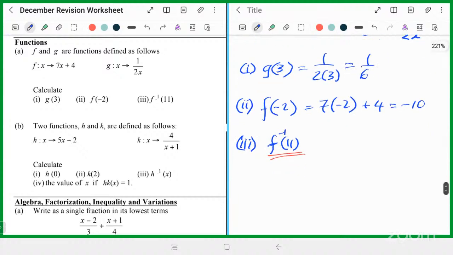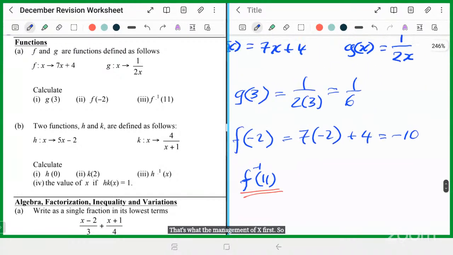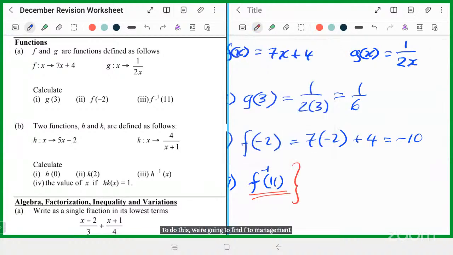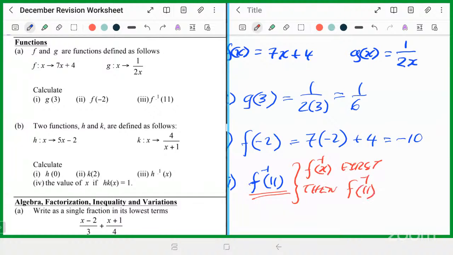Let's do the f to the minus 1 of x first. So to do this, we're going to find f to the minus 1 of x first, and then we find f to the minus 1 of 11. That's the method we're going to use first. I'm going to show you another way to do it. Anyway, you're going to have to do some transposition, right?